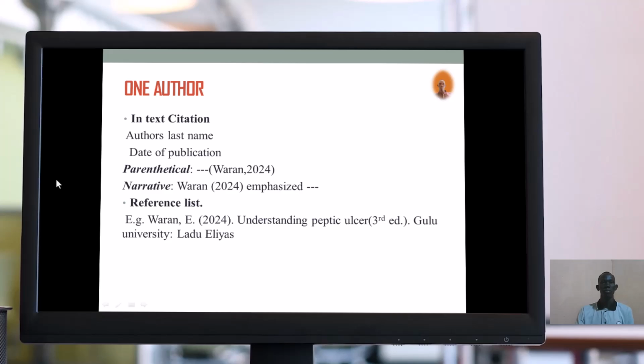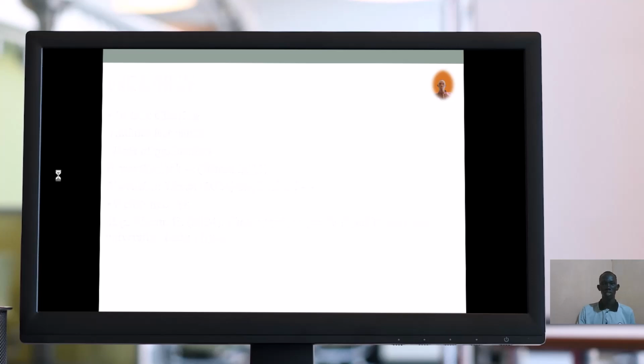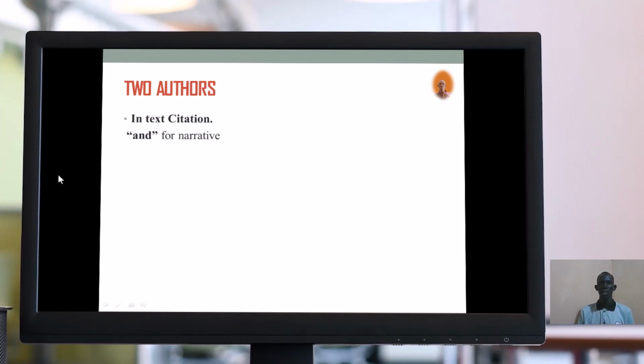Then looking at when you're citing for two authors, I think in in-text citation, number one, we need to introduce one like in.